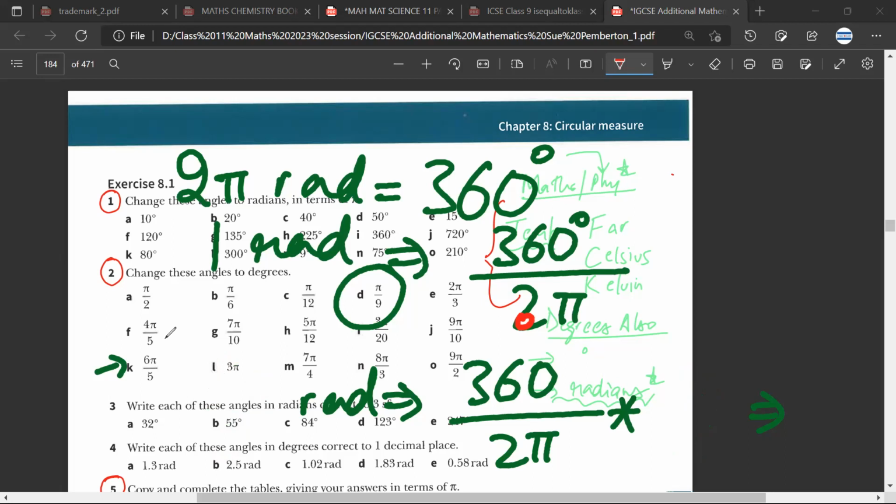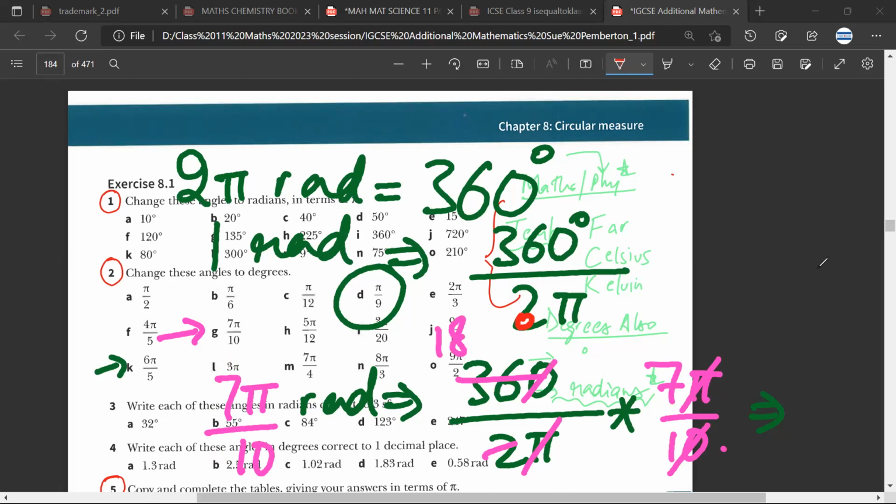Let me take 7 pi by 10. So 7 pi by 10 radians would be equal to 360 upon 2 pi multiplied by 7 pi by 10. So pi and pi cancel, 0 and 0 cancel. This gives 126 degrees. Any doubt? Now it makes sense. You'll be able to manage.